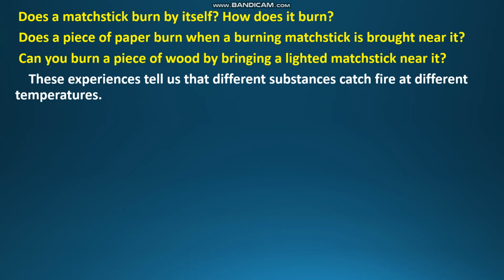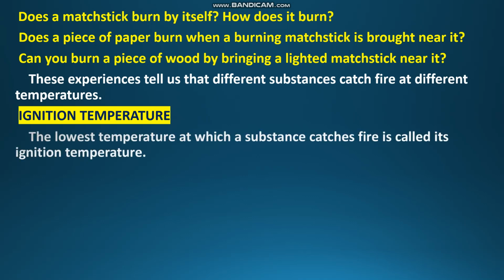We have seen that a matchstick at room temperature itself is not burning, but when we rub it on a surface, the friction produces heat, and due to that heat it burns. But this matchstick is enough for burning a paper. Using the matchstick, we cannot burn wood because wood needs a little higher temperature to burn. So all these show that different substances catch fire at different temperatures. This is called the ignition temperature. So here we are going to learn one term, ignition temperature.